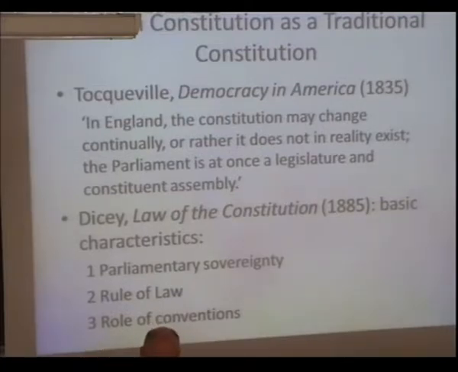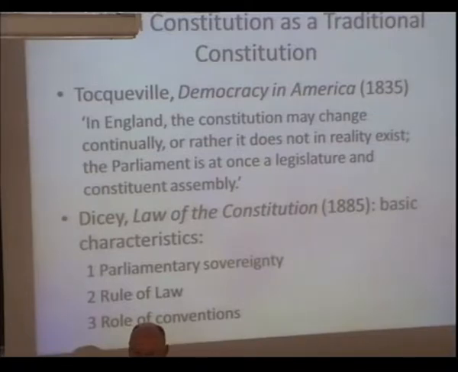In England, the Constitution may change continually, or rather, it does not in reality exist. So, in Britain, the Constitution may change continually. It's the same notion as Grimm's idea that a Constitution is an empirical phenomenon. As the political conditions change, so the Constitution changes. But then de Tocqueville goes on to say, oh, in reality, it doesn't exist. Why? Because by 1840, he's already accepted that a constitution means a modern type of constitution. If you haven't got a modern constitution, you haven't got a constitution. So he's saying Britain doesn't have a constitution.